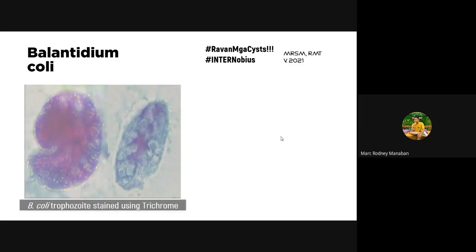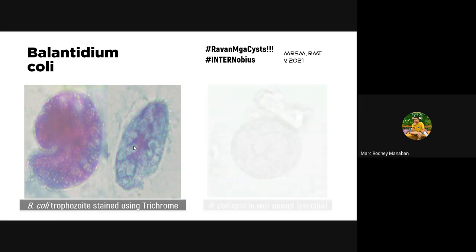So here's an example. This is stained using trichrome. As you can see, it takes up much of the stain and is stained very darkly. Although the cilia are clear, the large macronucleus, which will really confirm our diagnosis or identification, cannot be seen. So it's really difficult.